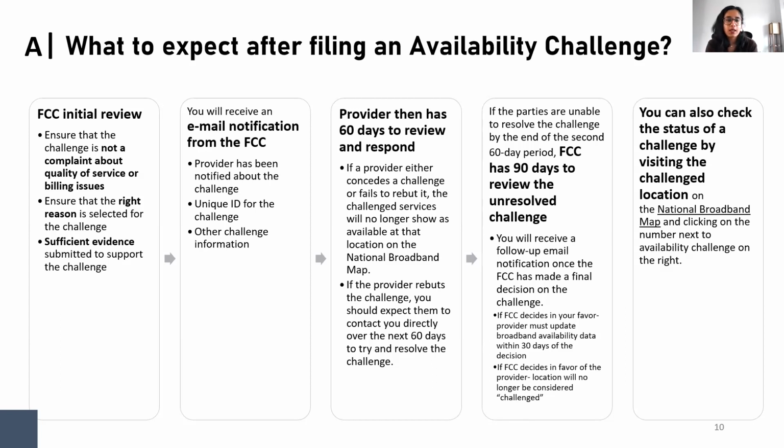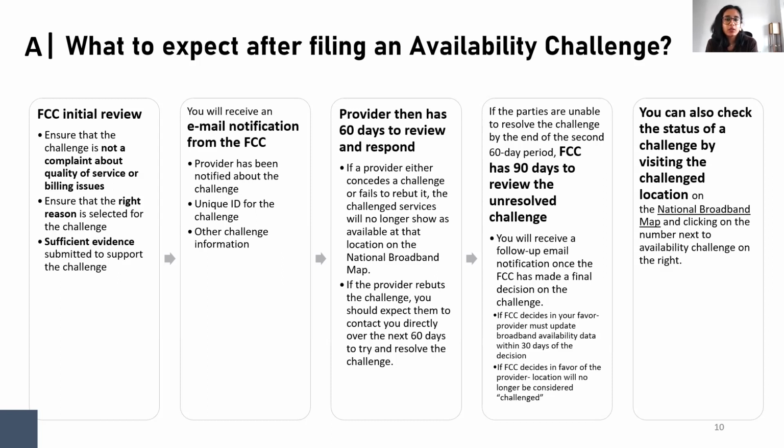So in this case, if they either concede or fail to rebut, then this map is not going to show access by that provider on the National Broadband Map. But if they decide on rebutting it, that is when the consumer is going to hear from the provider to resolve the challenge. There's going to be a 60-day period to do that.